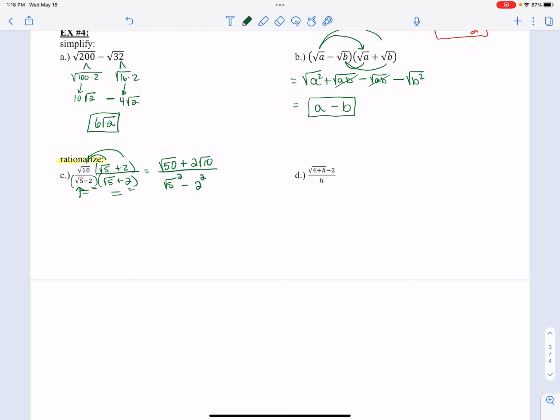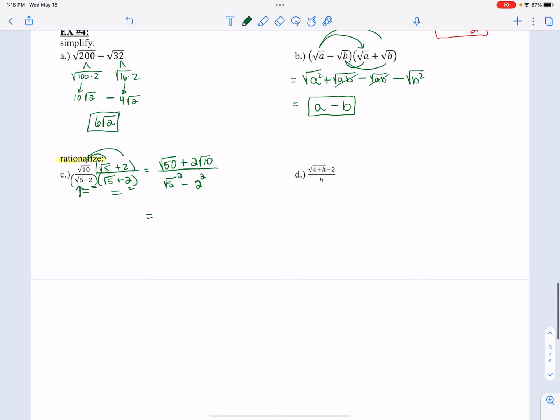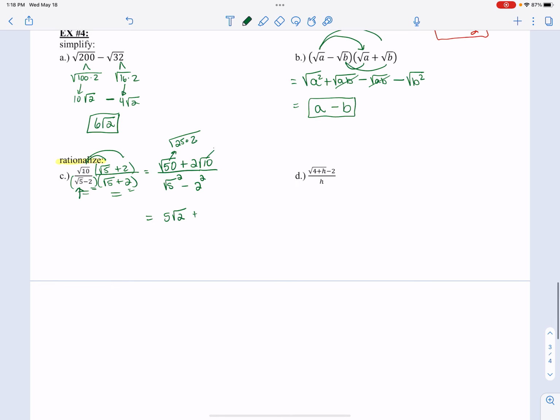All right, now let's see if we can reduce some of this. The numerator, 50, is 25 times 2, and I know the square root of 25 is 5, and the square root of 2 is just the square root of 2. Now, 10 is 2 times 5, but neither of those are perfect squares, so I can't reduce that.